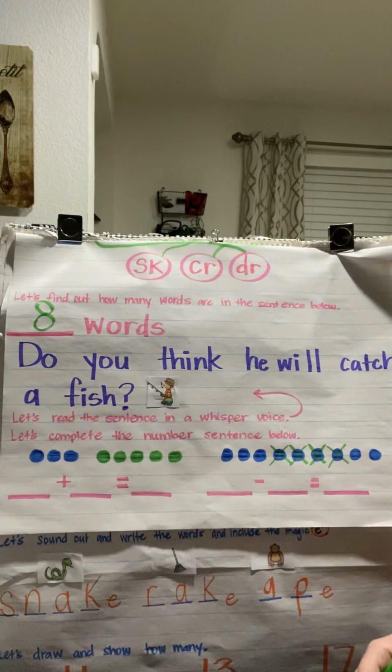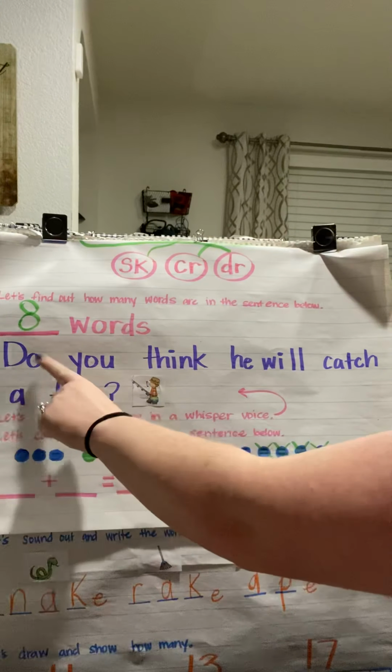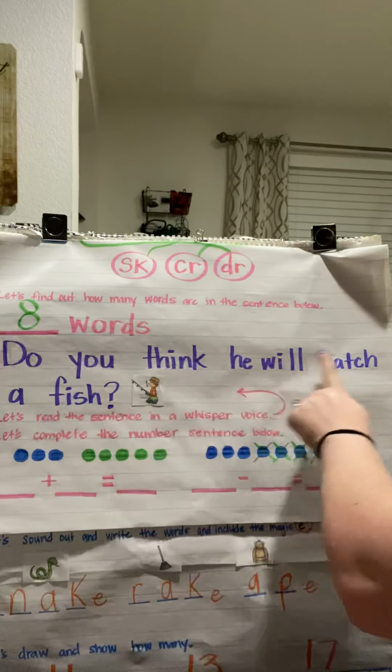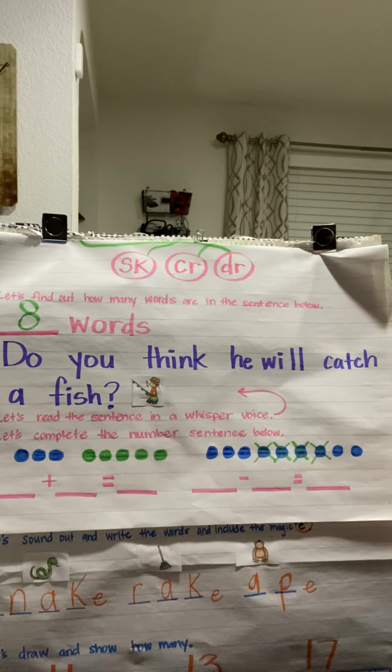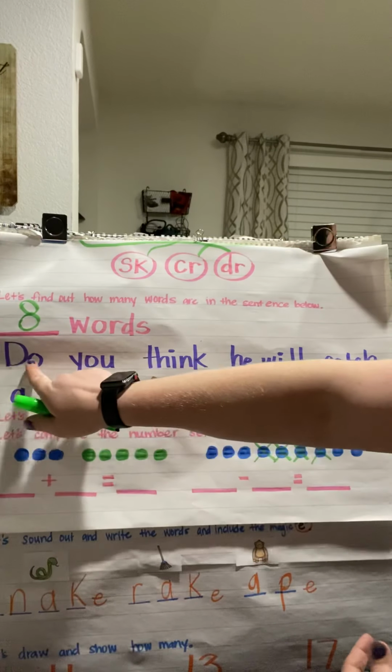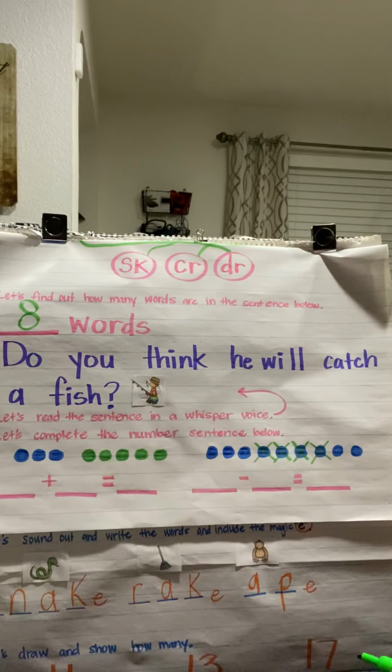Sorry. So I'm going to go through and count again just so that you can see. I'm not crazy. I promise there's a word there. 1, 2, 3, 4, 5, 6, 7, 8. Sorry. All right. So we're going to go through and read it in a whisper voice. So here we go. Do we know this word? D. That's one of our sight words, right? We can't sound it out. It's do. Good.